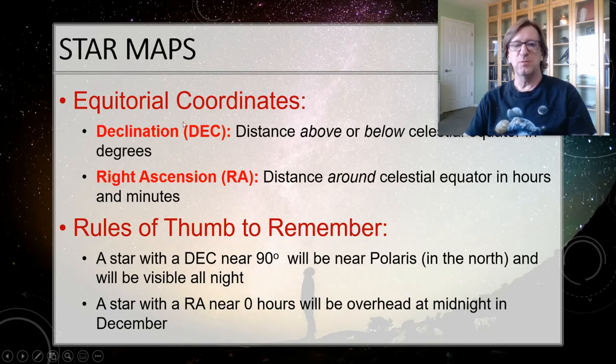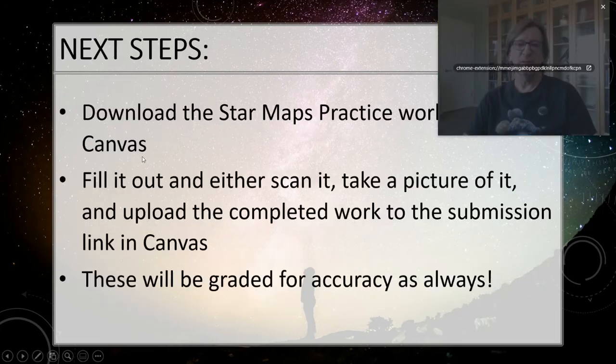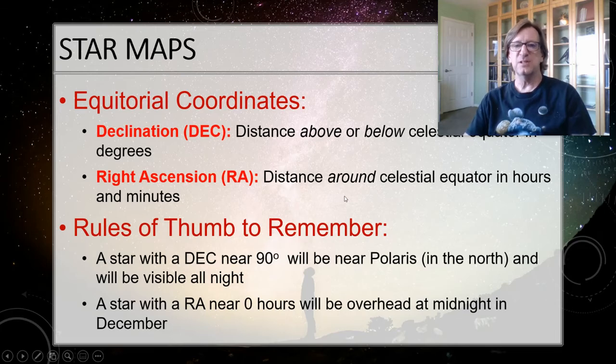Okay, so to review here, equatorial coordinates, the declination is the distance above or below the celestial equator in degrees. The right ascension is the distance around the celestial equator in hours and minutes. And then these two rules of thumb. We mentioned that if the declination is near 90 degrees, it's going to be in the north. Remember, that's the declination.